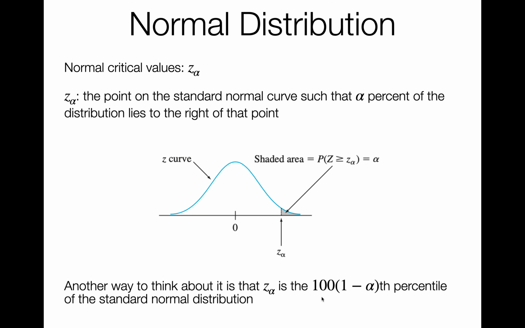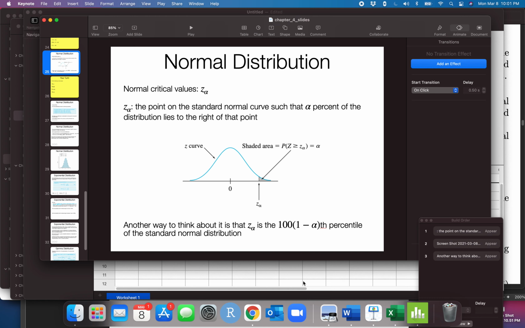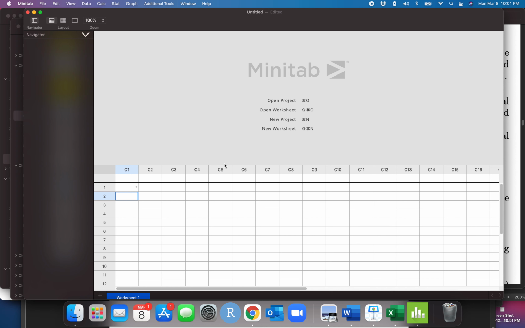Now, how do we actually calculate this? Of course, we use Minitab, because we're not going to do it by hand. We're going to use the inverse cumulative probability. I have a Mac, so I'll show it on a Mac. PC is not that different, and I can show it in class. So I open up Minitab here.